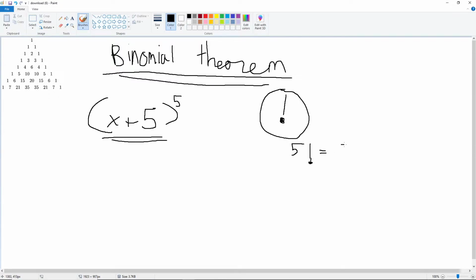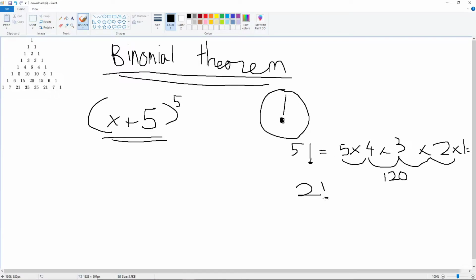This is 5 times 4 times 3 times 2 times 1. So what is this? That's 5 times 4, 20, times 3, 60, times 2, 120, times 1, 120. So 5 factorial is therefore 120. Another example of this, something similar, 2 factorial. This is just 2 times the previous number, 1. So it is 2.